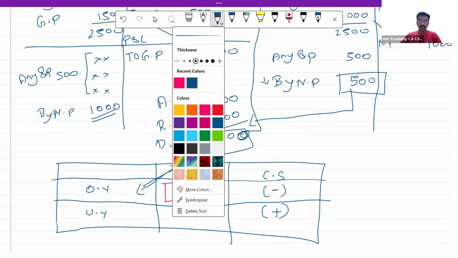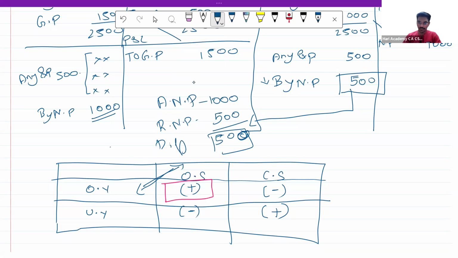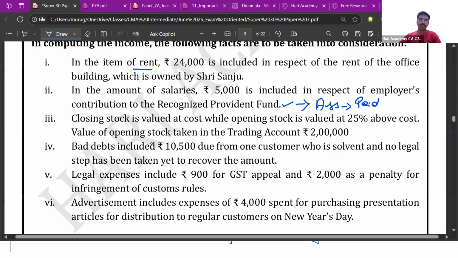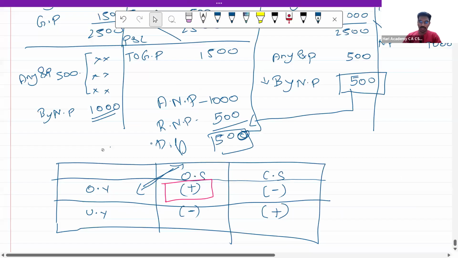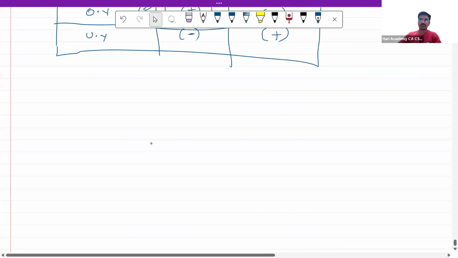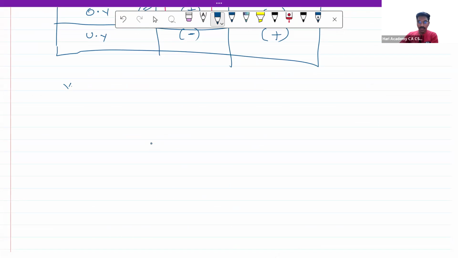Okay. Now let us get back to our discussion of the question. In this case, what has happened? Closing stock is valued at cost. No problem. Opening stock is valued at 25% above cost. So the value of opening stock taken in the trading account is rupees 2 lakhs. So now what do we have to do? The value in the trading account is 2 lakhs.